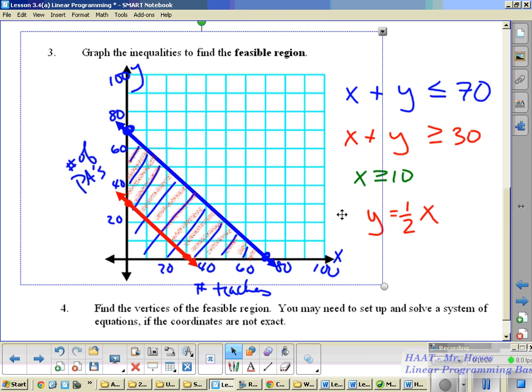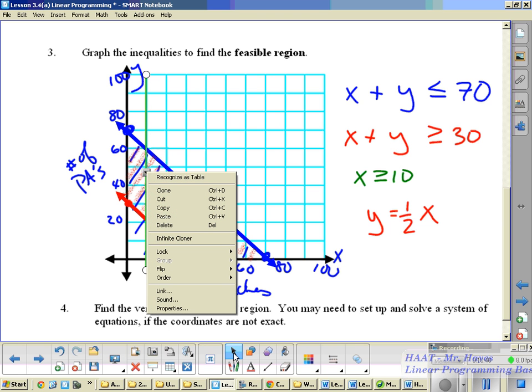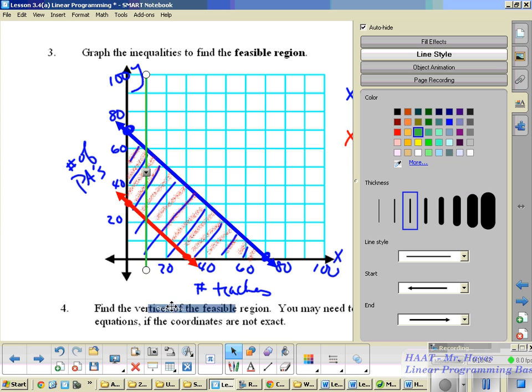So if x is bigger than or equal to 10, you've got another line that's just going to be a vertical line at 10. So it's going to be here. So now we've got a different feasible region. Technically, I could tell you feasible regions are also bigger than 0, and you had to hire at least one teacher, or at least one program assistant, or something like that.